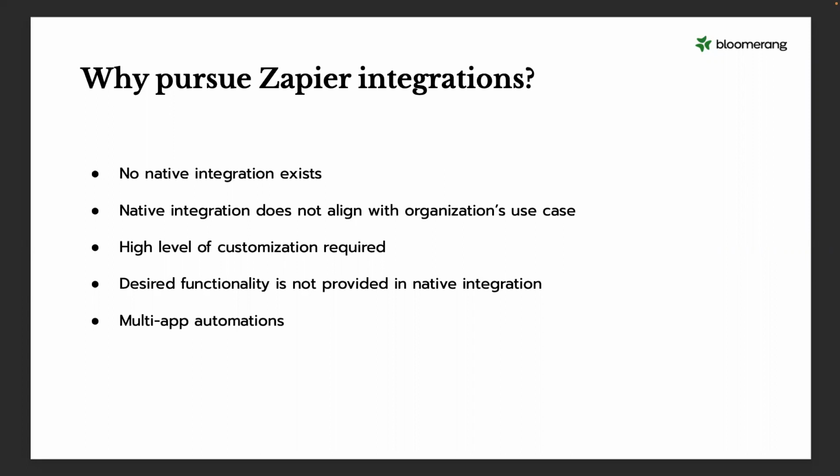Now, the other option for integration is to pursue a custom integration using Zapier. Zapier allows you to build custom workflows that align with your organization's use case. And typically organizations pursue a custom Zapier integration when maybe no native integration exists between Bloomerang and the other app, the native integration doesn't align with your organization's use case, or you have a high level of customization that's needed. Or maybe there's different functionality that you're looking to use. Or also multi-app automations, so stringing together automations that connect Bloomerang with more than one application in the same workflow.